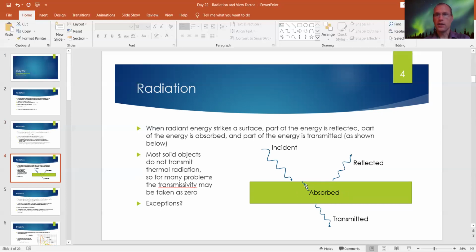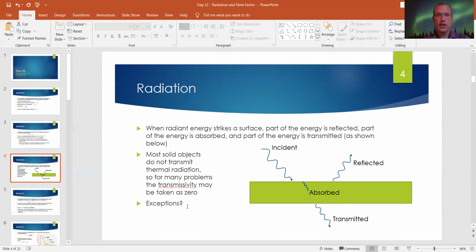And so a lot of the objects we deal with have a fairly high absorptivity, a relatively low reflectivity, and transmissivity almost zero. So a lot of times we can take the transmissivity to be zero, and that's what we'll be doing, especially for the first couple of weeks. We have a transmissivity of zero.